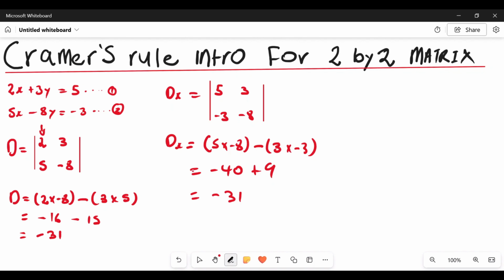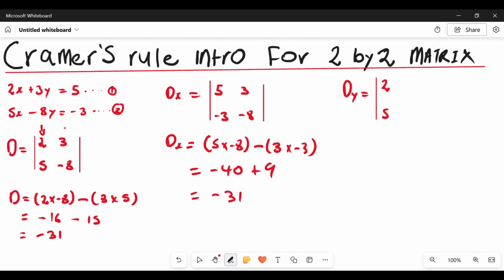So this here is our dx, the determinant for x. Then we calculate the determinant for y. Now here things will change. Remember, on the first row now, we have to take back the coefficient of x, because now we're calculating the determinant for y. So the coefficient of x, which was 2 and 5, we have to bring them back.